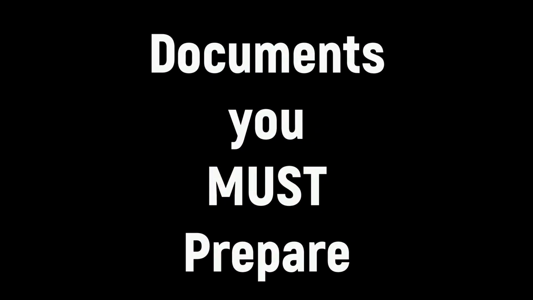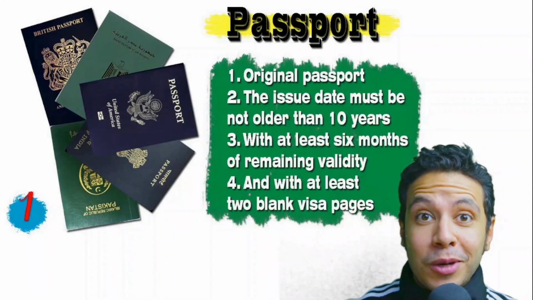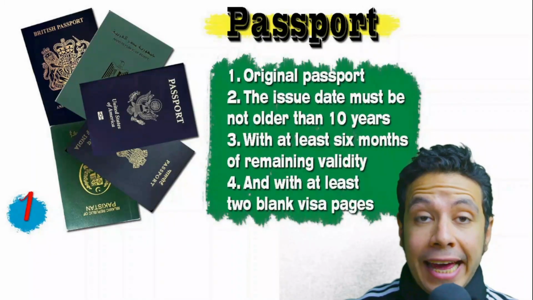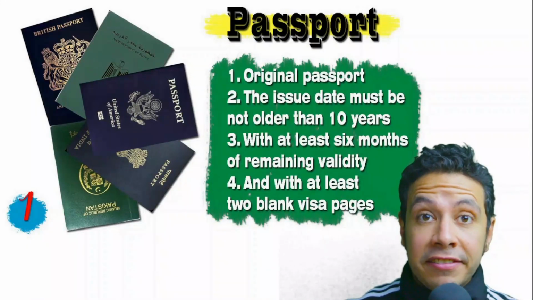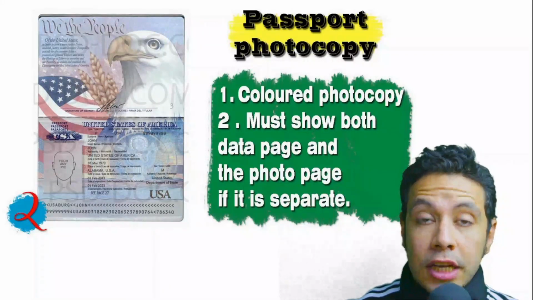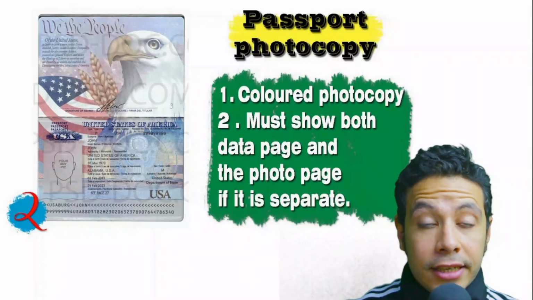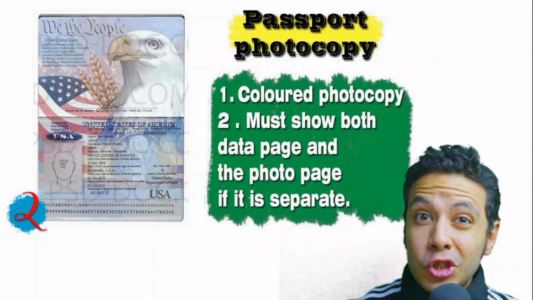So what are the travel documents that you need to prepare before applying for the visa? Speaking about your passport, it must be original and must not be older than 10 years, with at least 6 months of remaining validity and at least 2 blank visa pages for the stamps. In many cases, you will also need a passport photocopy. It might be 1 copy or more than one, and it's preferred to be colored, and both the data page and the photo page must be shown if separated.